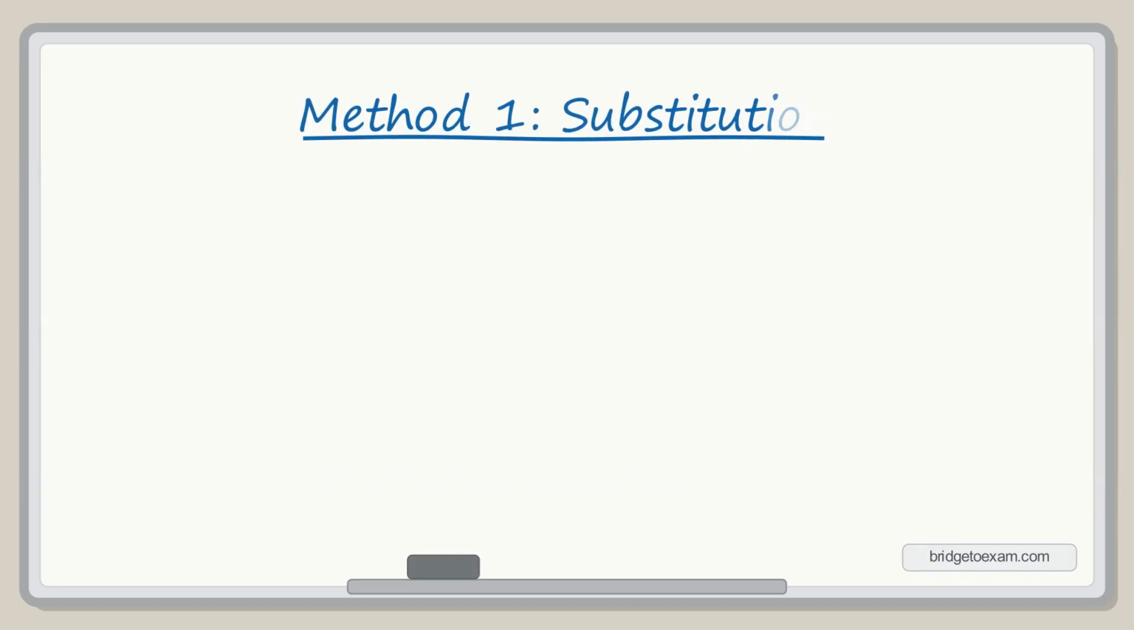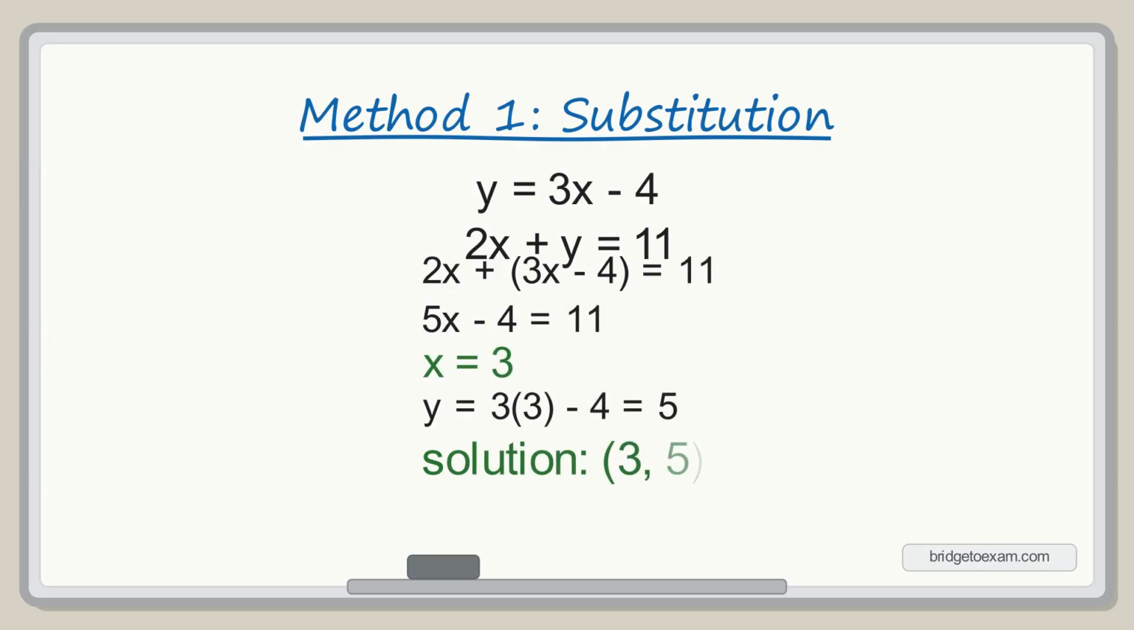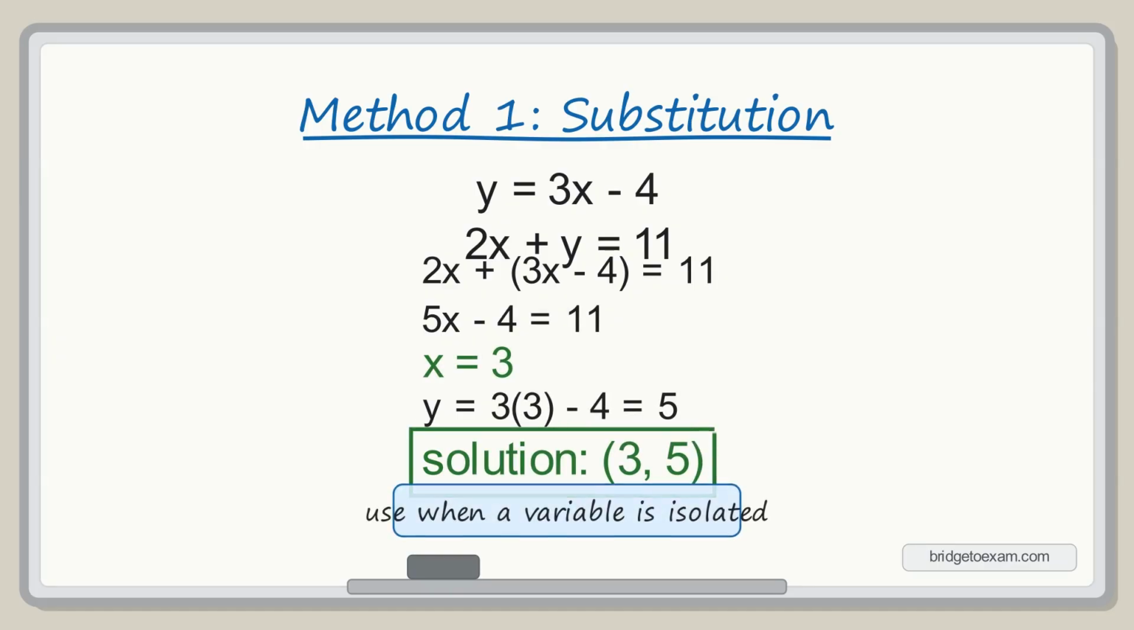Substitution is best when one variable is already isolated. Since y equals 3x minus 4, replace y in the second equation. Solve for x, then return to an original equation to find y.